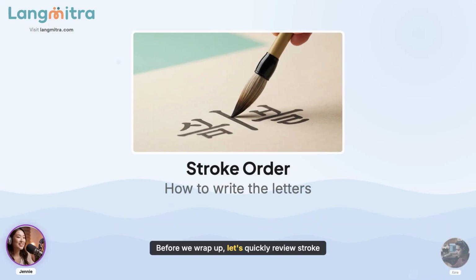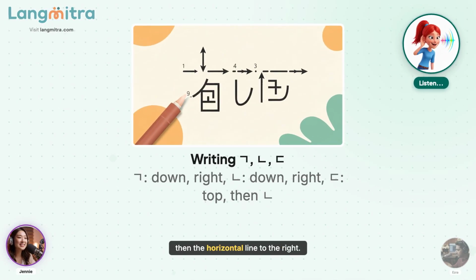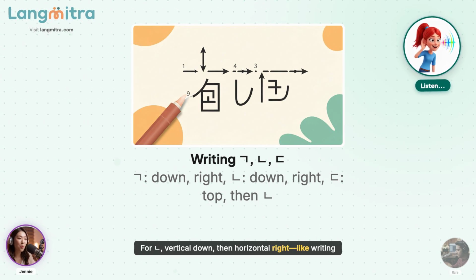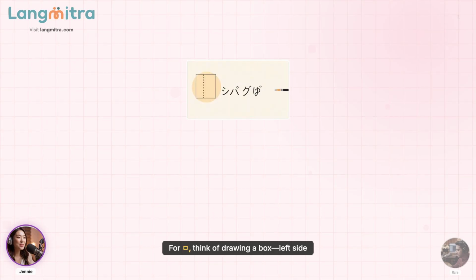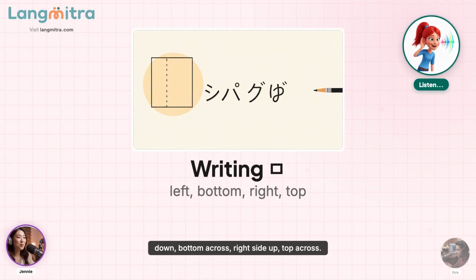Before we wrap up, let's quickly review stroke order. For g, you draw the vertical line down, then the horizontal line to the right. For n, vertical down, then horizontal right, like writing an L. For d, horizontal first, then the L shape. For m, think of drawing a box. Left side down, bottom across, right side up, top across.